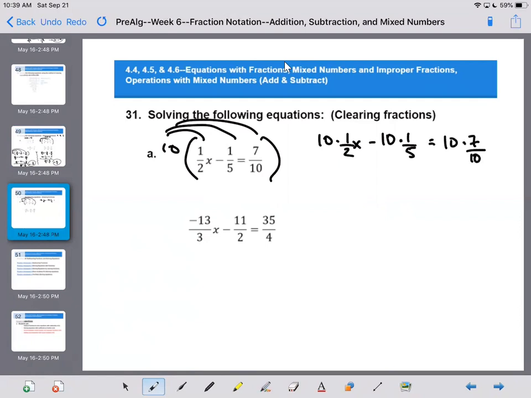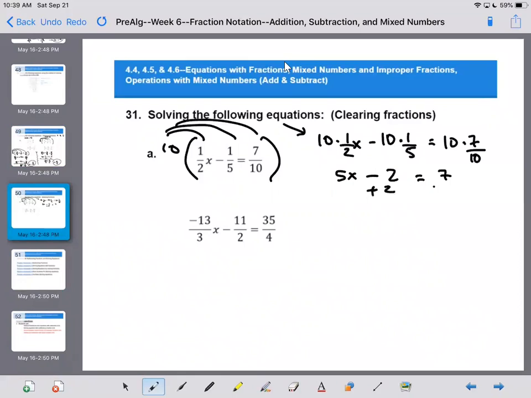Now I'm putting in an extra step, which is I'm showing my work of doing the multiplication of 10 times 1/2, 10 times 1/5, 10 times 7/10. If you already know what that result's going to be and you're confident in that, then you can skip that step and go directly to the result. And so 10 times 1/2 x is going to be 5x. 10 times 1/5 is going to be 10 divided by 5, which is 2. And 10 times 7/10 is going to be 70/10, or 7.